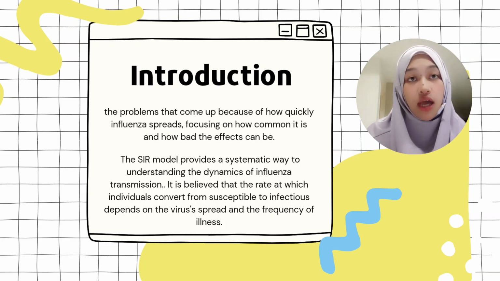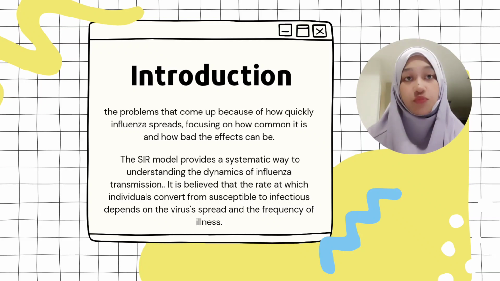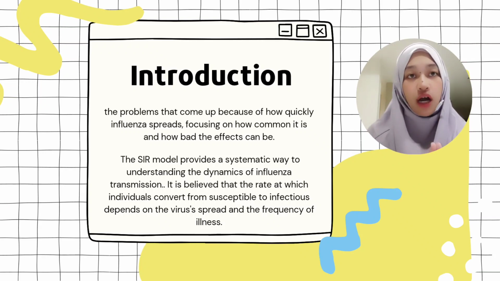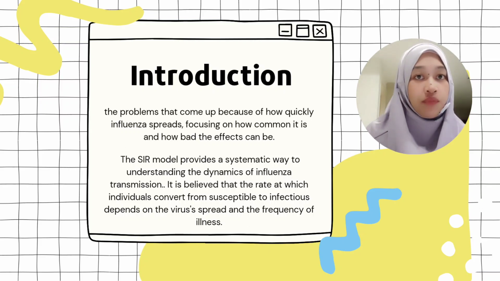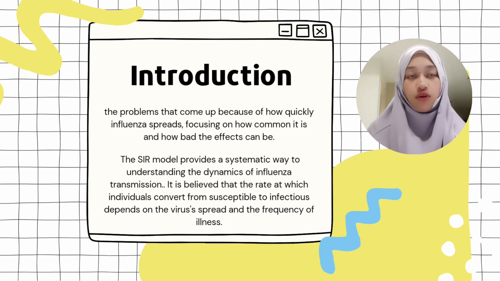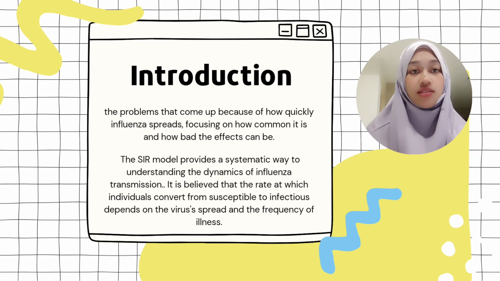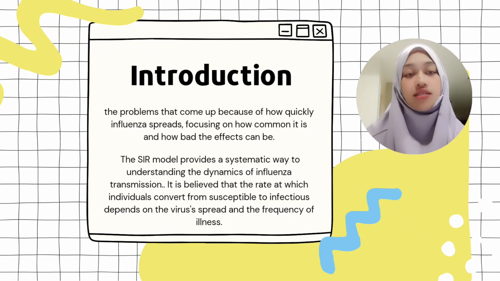In this assignment, I talk about the problems that come up because of how quickly influenza spreads, focusing on how common it is and how bad the effect can be. According to the Centers for Disease Control and Prevention, influenza viruses mostly hurt the lungs. The SIR model is a basic tool to divide communities into groups of people who are susceptible, infectious and recovered. This helps us understand how disease spreads.